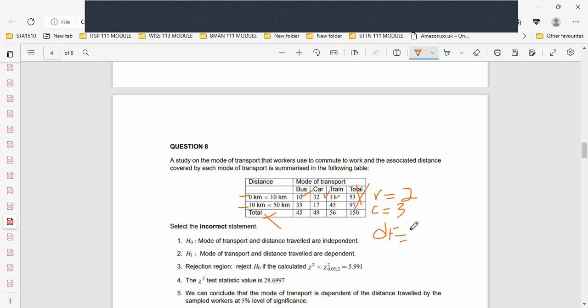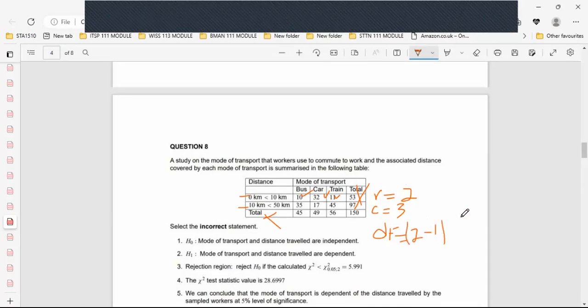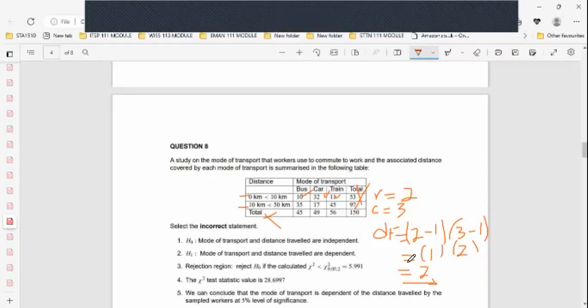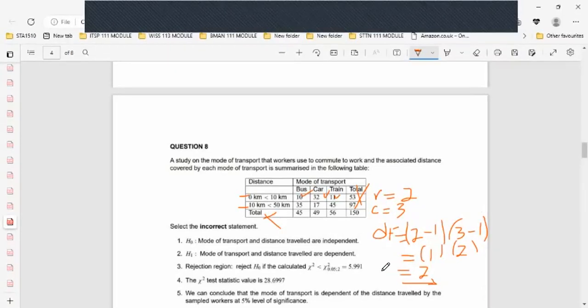Then we substitute. We say 2 minus 1, close bracket, then open bracket, 3 minus 1, close bracket. 2 minus 1 is 1. Then 3 minus 1 is 2. Therefore, 2 multiplied by 1 is 2. That's our degrees of freedom. This degrees of freedom will help us to find the critical value.